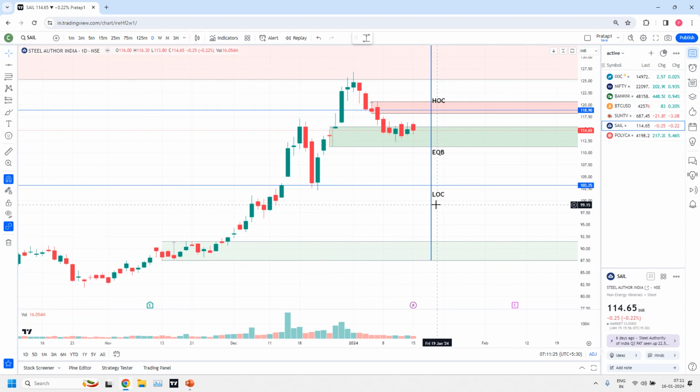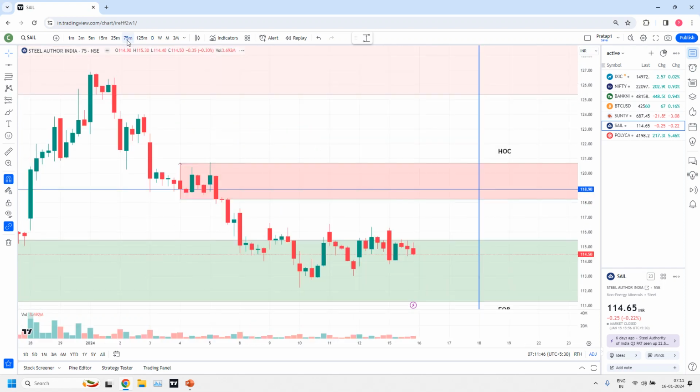Okay, to understand that, we need to change the time frame. Now we need to move on to the LTF time frame, lower time frame. So what is the LTF time frame for weekly income trades? 75 minutes time frame. So let us change the time frame to 75 minutes. So I'm moving to the 75 minutes.